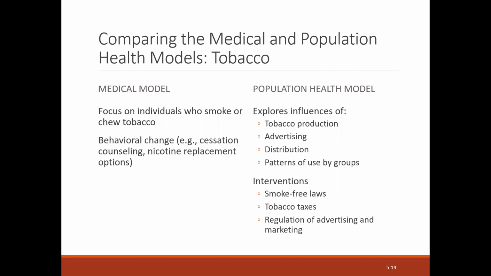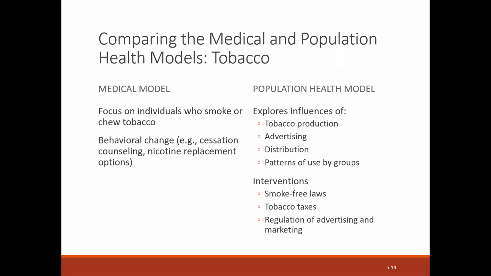Here's another example. We compared the medical and population health models in tobacco use. Again, the medical model may focus on individuals who smoke or chew tobacco and really focus on that behavioral change. Cessation counseling, nicotine replacement options are certainly some good opportunities to help with reducing that tobacco use. And then when we look at the population health model, we're going to look at exploring influences of tobacco production. Advertising that influences tobacco use. Certainly know e-cigarettes are becoming more popular. Distribution and patterns of use by groups. Certainly see a lot of tobacco use for youth under the age of 18.